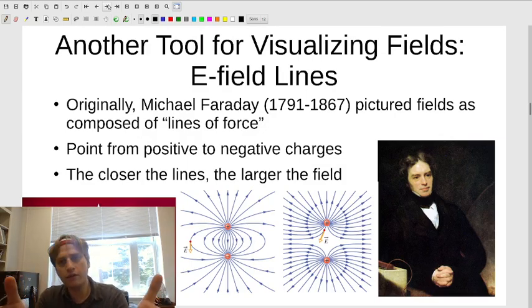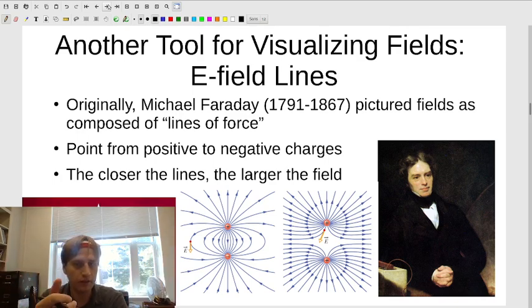Now we want to give ourselves as many tools as possible to be able to visualize these sort of electromagnetic phenomena. And one of the oldest ways of visualizing the electric fields is actually from the inventor of field theory. Michael Faraday is this fellow right here in our picture.